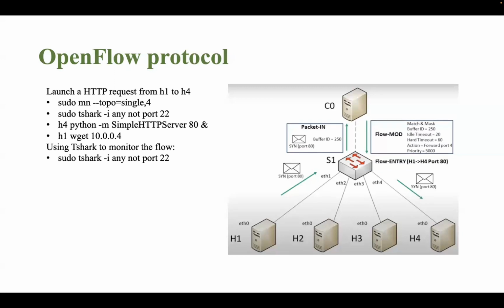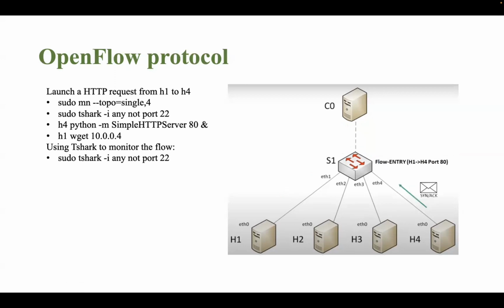And by this flow modification message, the controller installed the flow entry in the switch. So the future packets can be routed directly from H1 to H4. And the first SYN packet is released from the buffer of the switch, and this SYN packet is routed to H4.